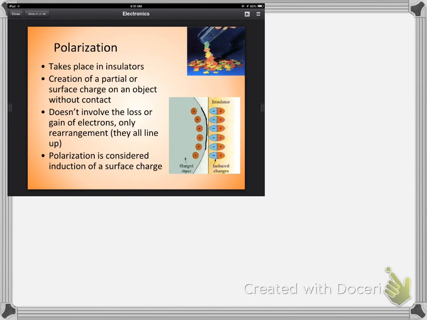Okay, the last kind of charging that we're going to talk about, this isn't really true charging. This is just polarization. So think back to chemistry. What's a polar molecule? Some of you don't have to think very hard or far back. Polar molecule is what?